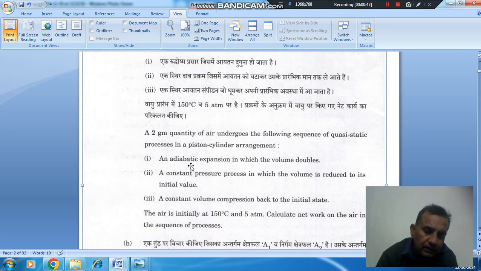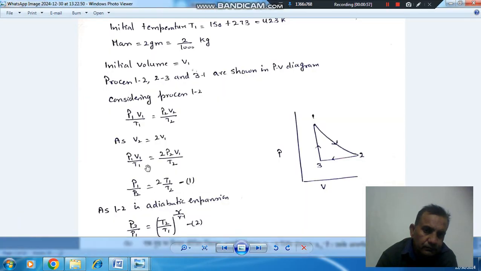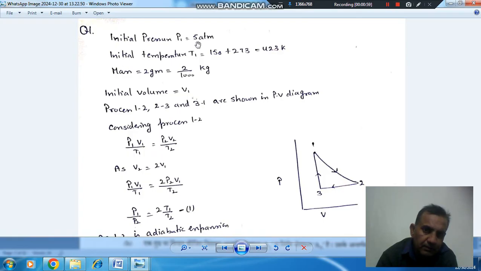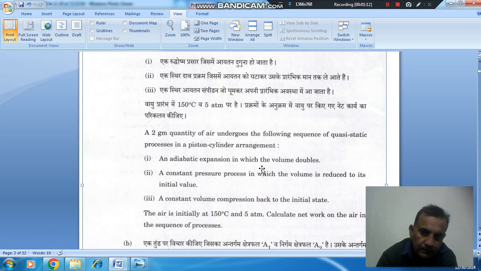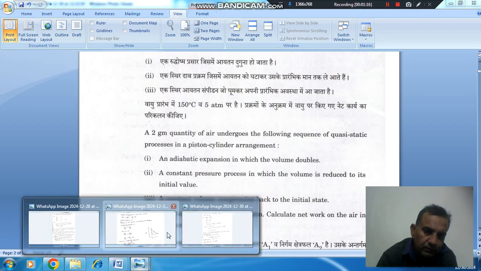Here the initial temperature is 150 degrees Celsius, initial pressure is 5 atmosphere, and mass is 2 grams. So initial pressure P1 is 5 atmosphere, temperature T1 is 423 Kelvin, and mass is 2 by 1000 kilogram. The first process is an adiabatic expansion process in which volume doubles. So this is 1, 2.